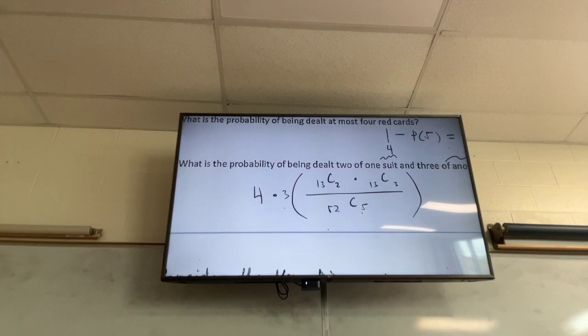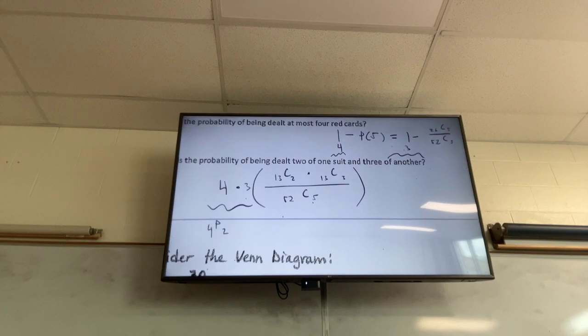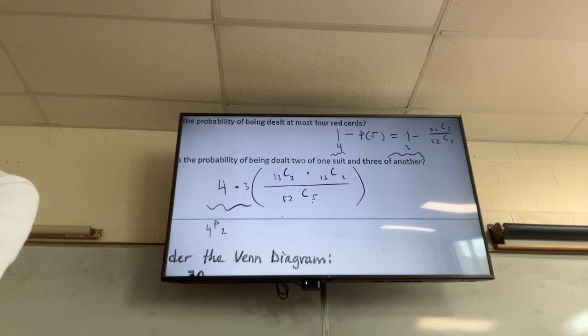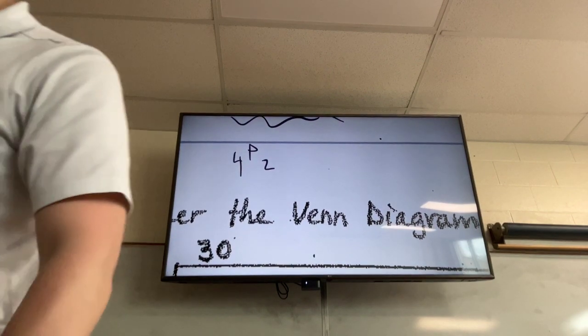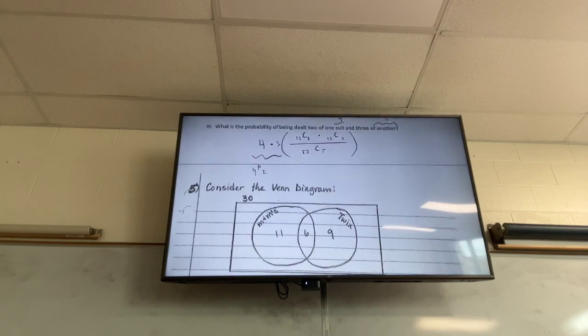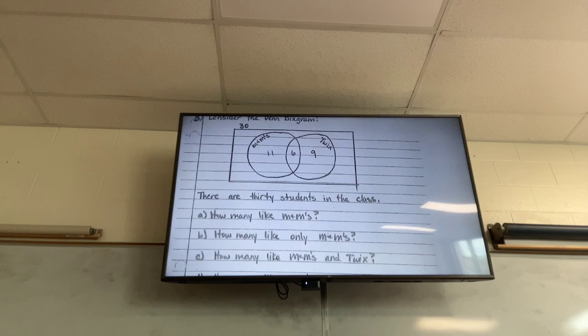All right, so this 4 times 3 is 4 permutation 2. Right? Order matters. Getting 2 clubs and 3 spades is not the same thing as getting 2 spades and 3 clubs. So the order that you choose matters. Does that make sense? So it's 4 permutation 2, which is just 4 times 3. Okay. All right. Can I move on to Venn diagrams? Questions, comments, concerns over that stuff?